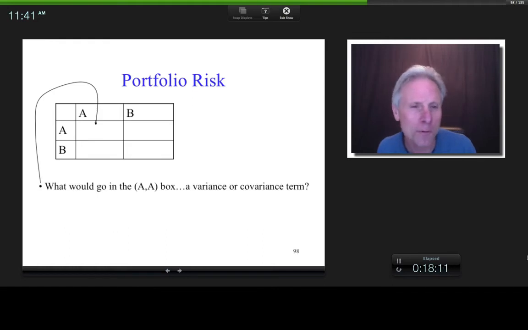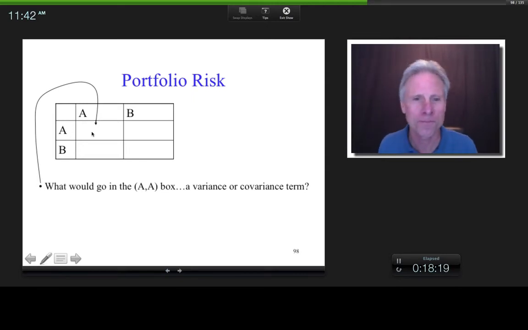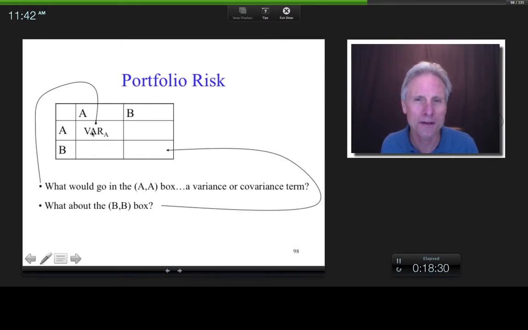So if I look at my portfolio, I have two securities, A and B. What would go in the AA box? A variance term or a covariance term? A variance, right? The variance of what? A or B? Well, the variance of A. What about the BB box? What would go there? Well, presumably the variance of B.